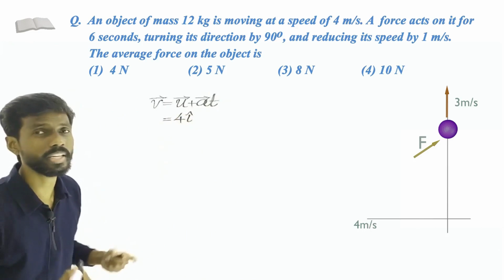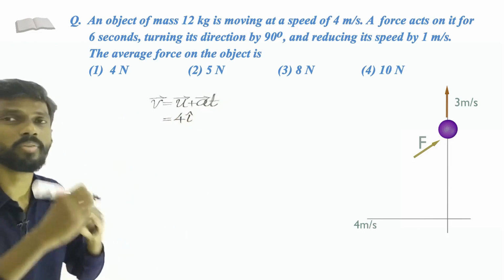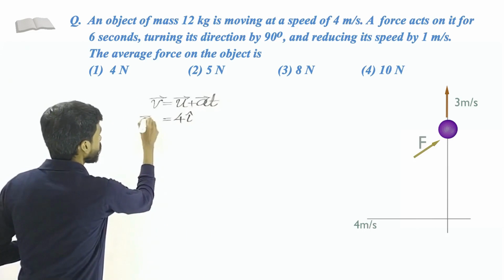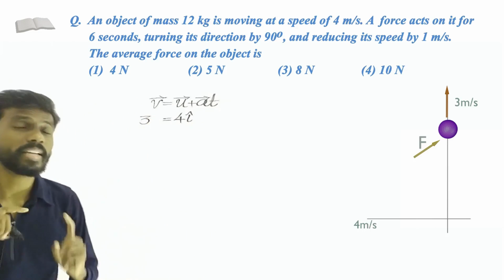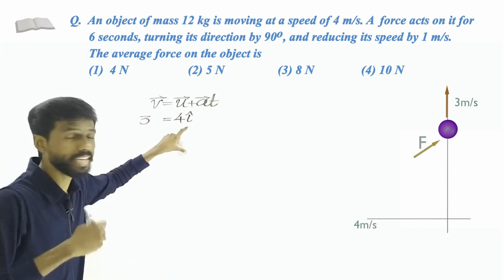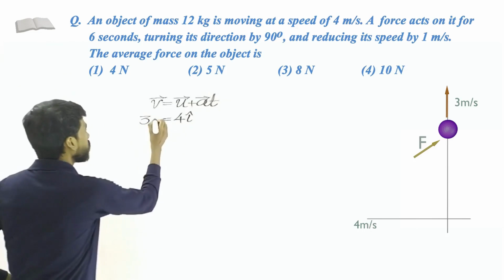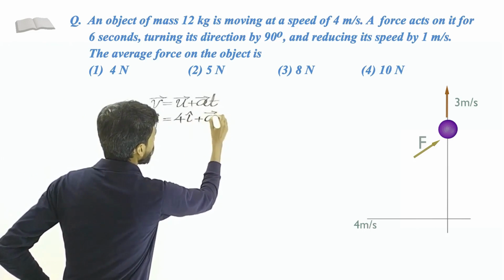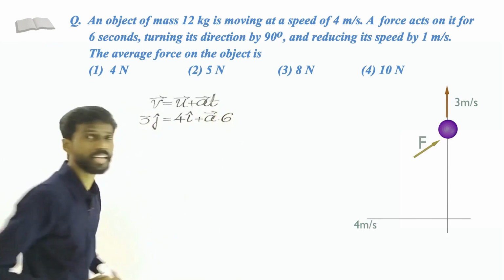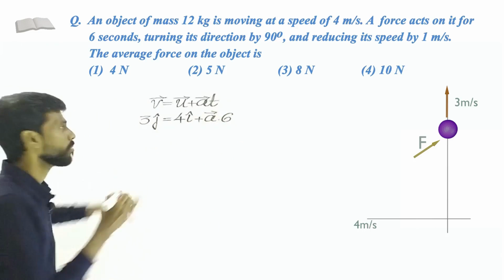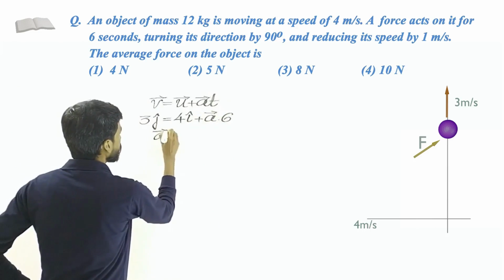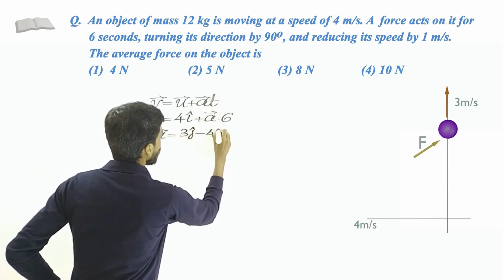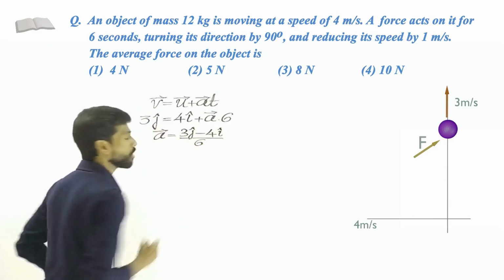What is the final velocity? The magnitude is reduced by 1 unit, so that becomes 3. Initially the magnitude was 4, now it is reduced to 3. And the direction is also changed. The direction was i cap, now it is j cap. So 3 j cap. Acceleration is what we need to find, and the time is known, 6 seconds. So the acceleration vector equals 3 j cap minus 4 i cap divided by 6. So this is the acceleration.